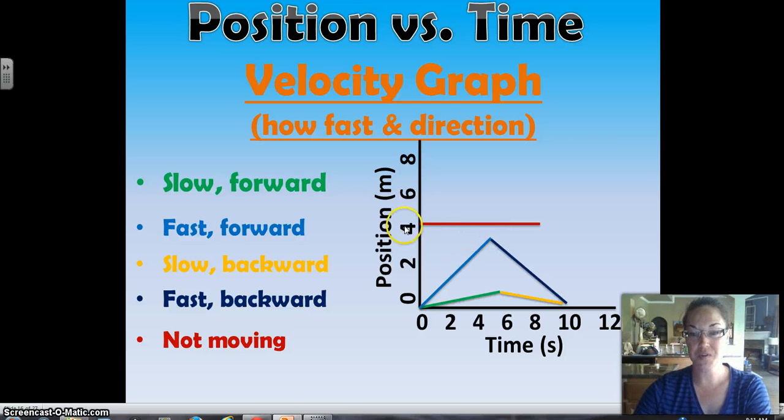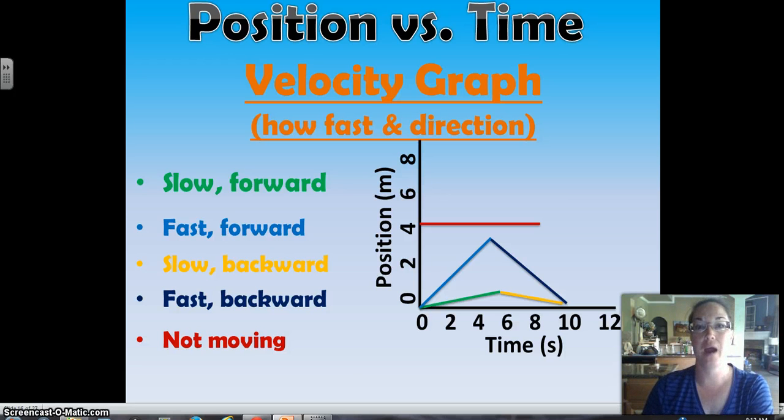On a position versus time graph, we can also see an object not moving, with a flat line like this. Over time, the object's position is not changing. It's not going any further away from the reference point. It's not going closer to the reference point. It's simply staying at the same position over time, so it's not moving.